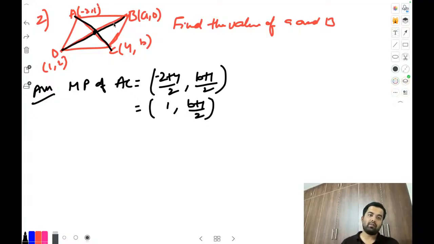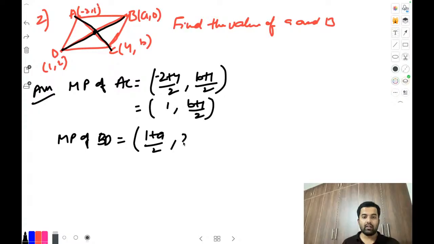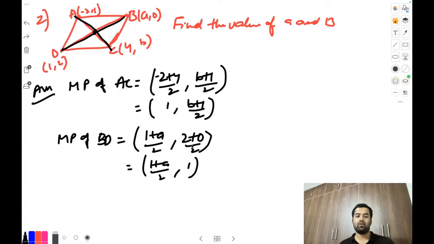Same way, the midpoint of BD now. So now what we'll do: 1 plus a divided by 2 and 2 plus 0 divided by 2. Final answer, 1 plus a divided by 2, and this becomes 1. So we got the midpoint of both the lines. Now just compare the x and x, y and y. Here is x, this is y. Here is x, this is y. So just compare the x and x first, okay?